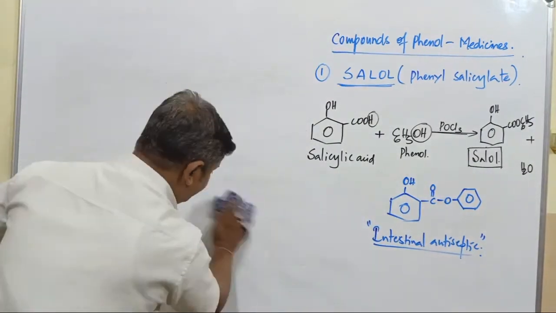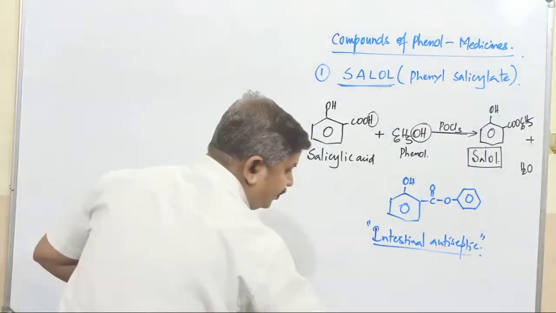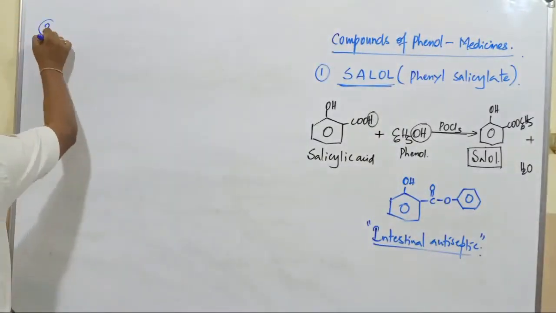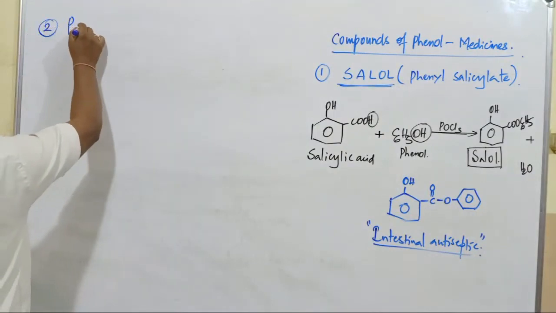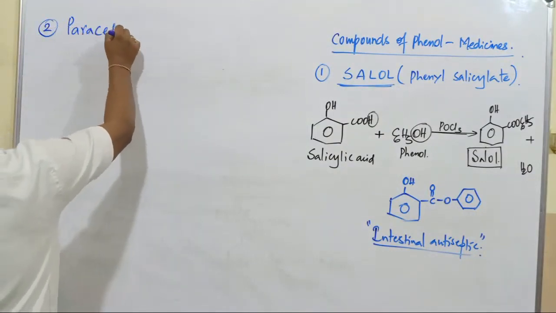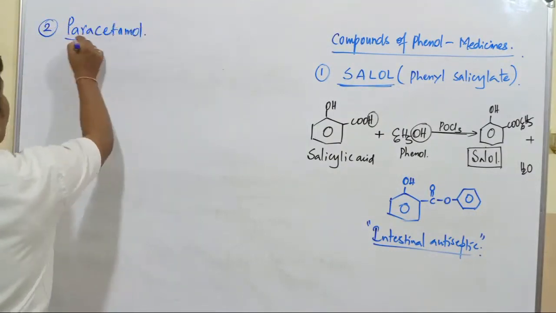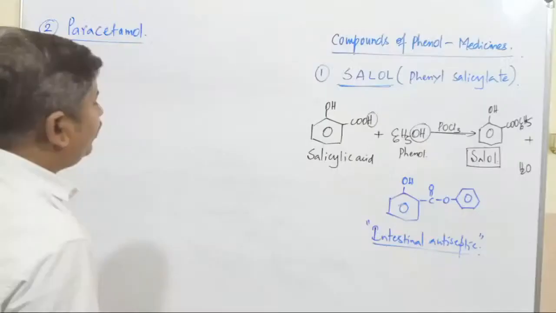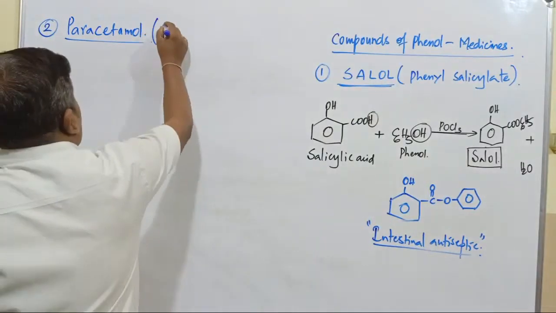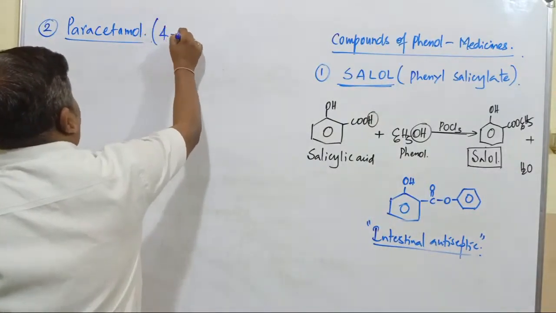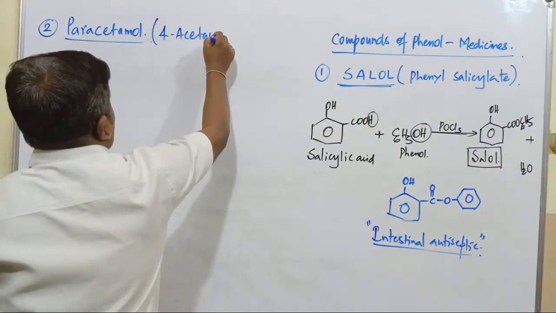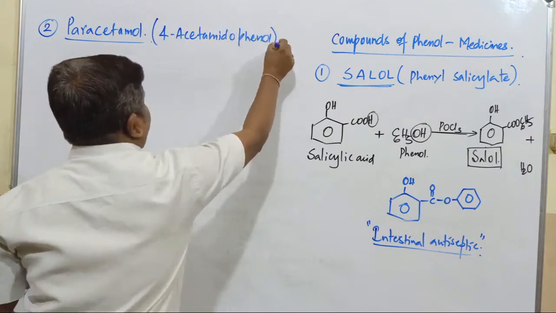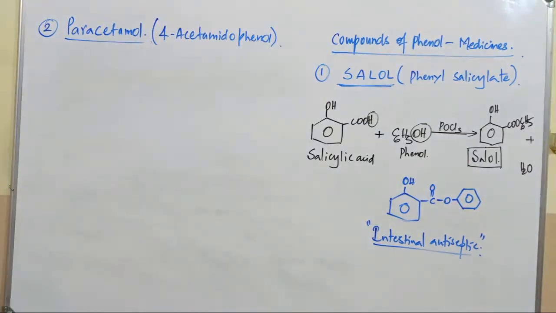Next one, the second compound which is obtained from phenol is number 2. Very, very common drug nowadays. It is paracetamol. It is one of the most common drugs nowadays to reduce body temperature. It is also known as 4-acetamidophenol. This is the phenolic derivative.